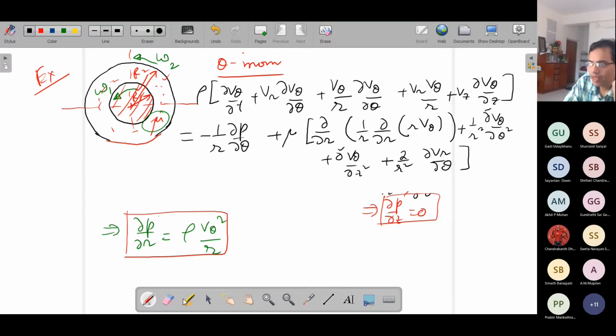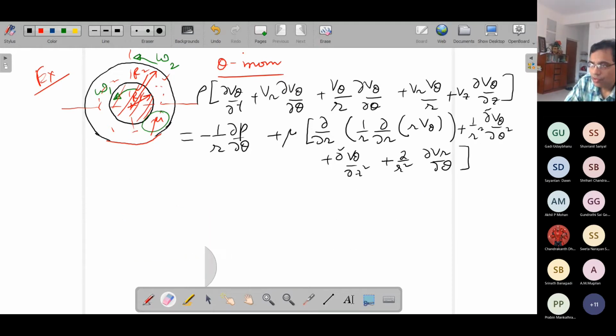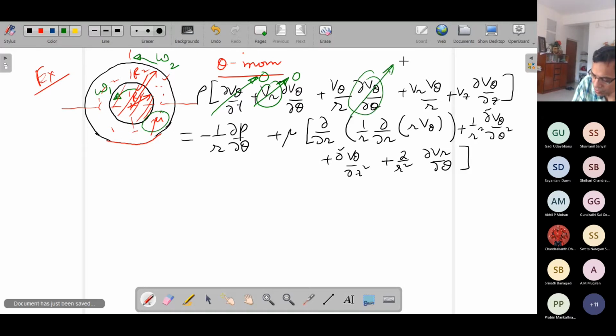So we will now simplify. I have just written the equation. Maybe we'll just clean up a bit more space, and then we will do the simplification. So this is the unsteady term equal to 0. Then VR equal to 0. Then there is no theta dependence. Because VR equal to 0, this term will become 0. And also Vz equal to 0. So left hand side has become 0.